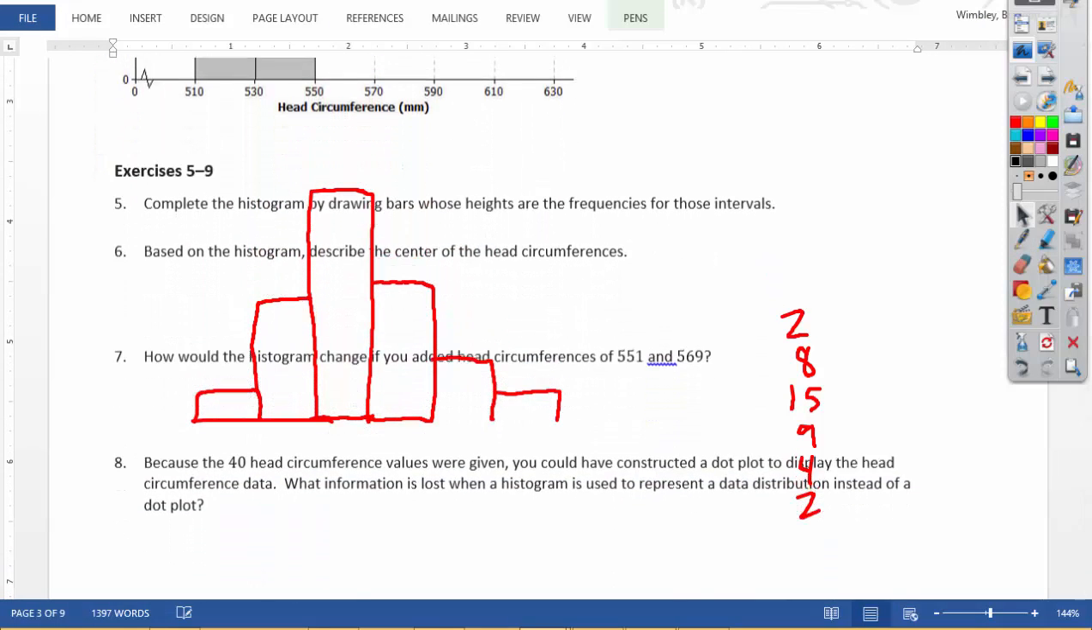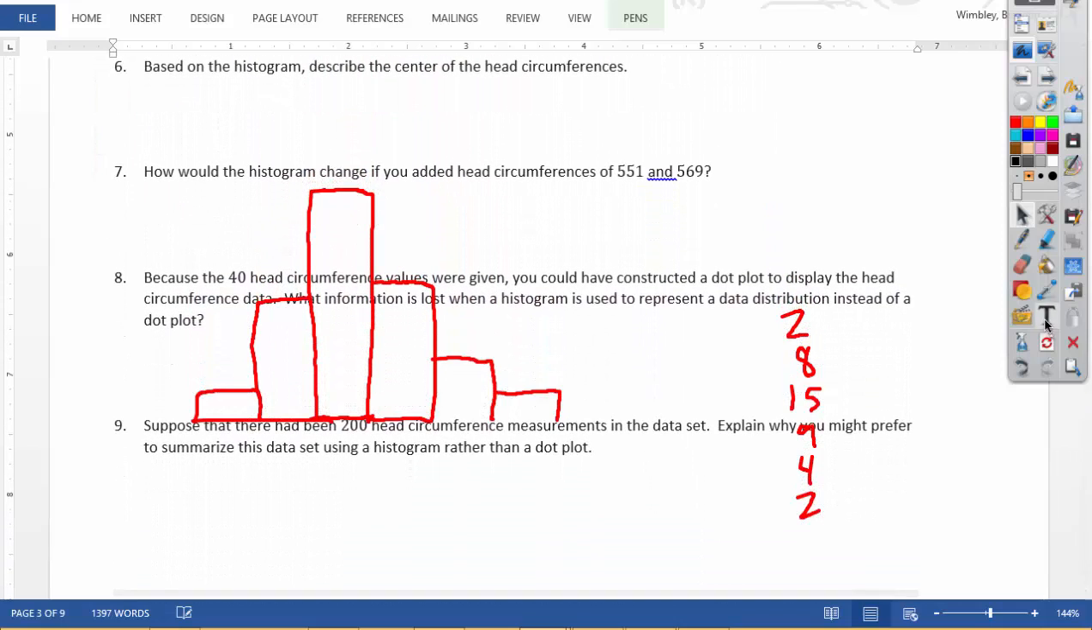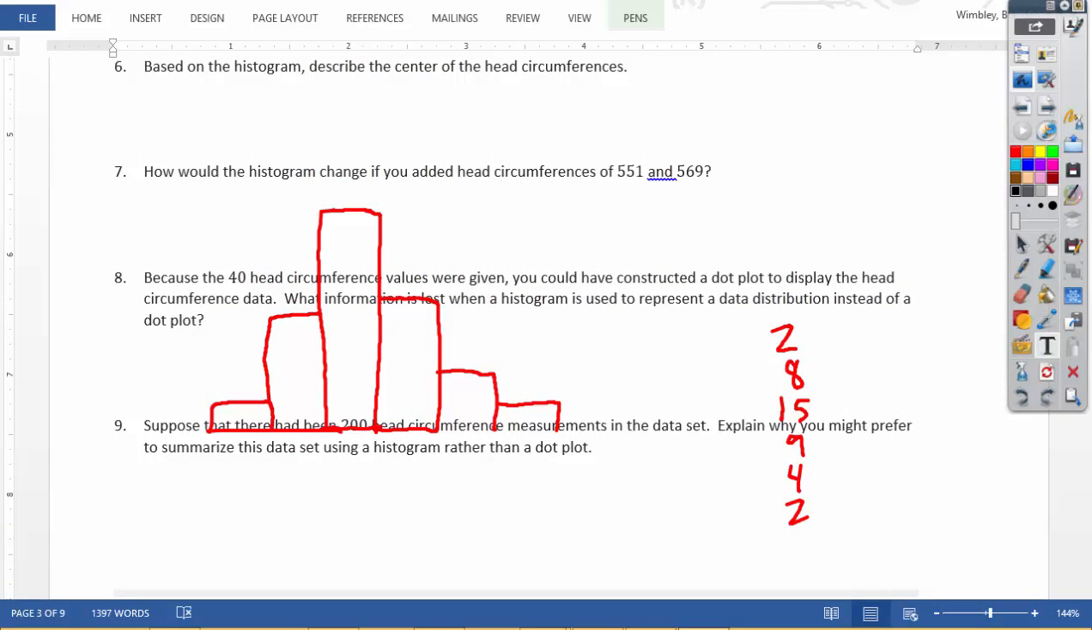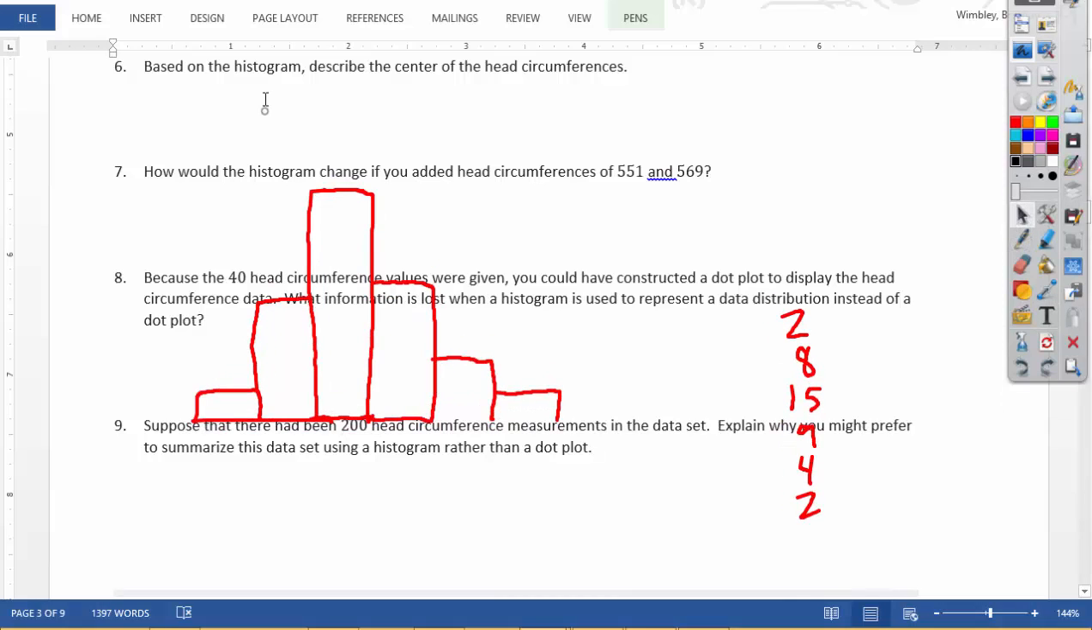Based on the histogram, describe the center of the head circumferences. Well, this one's going to be fairly easy as well. Why is that? Well, it's the same as when we had that frequency table. So we can still use almost that exact same sentence, or I can modify it to: the center of the data is around 560.